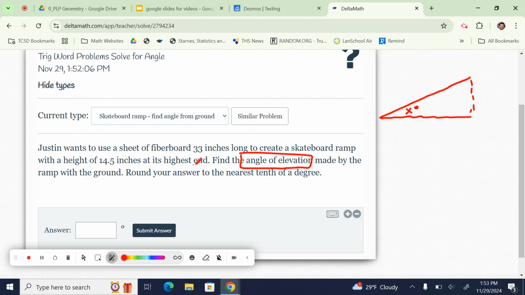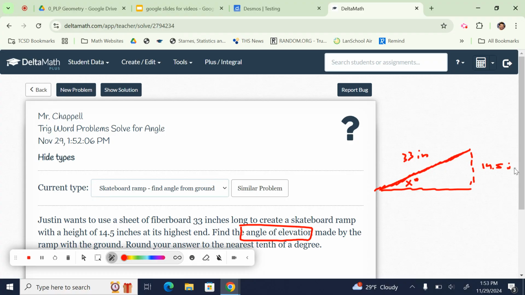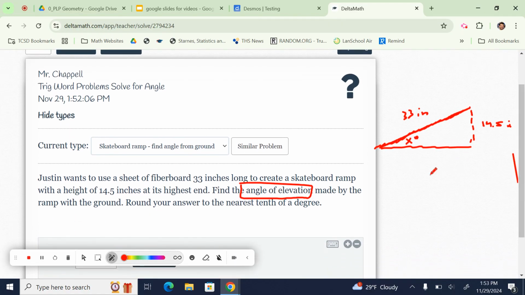It says that he wants to use a sheet of fiberboard 33 inches long to create the ramp. That means that the physical ramp, that is this side right here, that is going to be 33 inches long. The height of the ramp is 14.5 at its highest end. Height, whenever you see height, that's the vertical. Sorry, 14.5 inches. Well, let me put the inches there, sorry. Okay, so now, if I look at this picture, I think I have the right angle right here, where the height of the ramp meets the ground, right? Okay, so this is a trig problem.